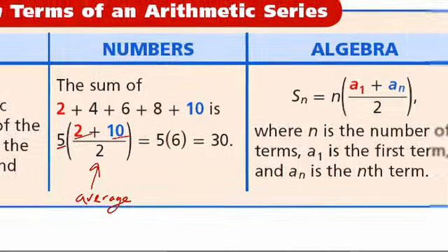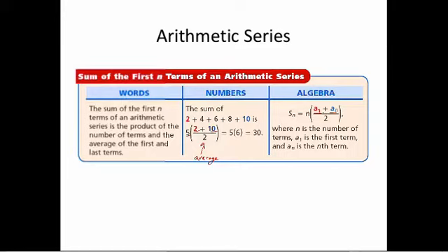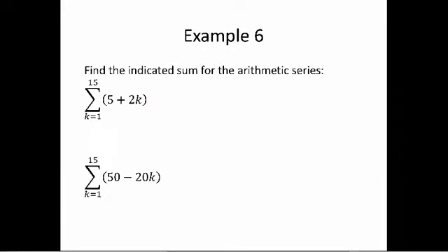Looking at the algebraic version of it, S sub n, where n is the number of terms you're adding up, is equal to n, that number of terms you're talking about, times your first term plus the last term in that sequence, divided by 2. So n is the number of terms, a sub 1 is your first term, a sub n is your nth term. Let's try this out.